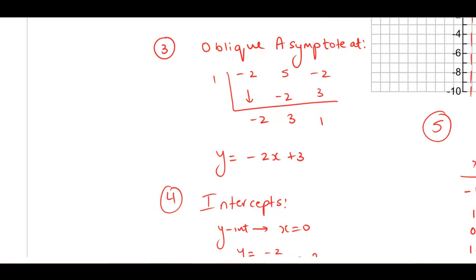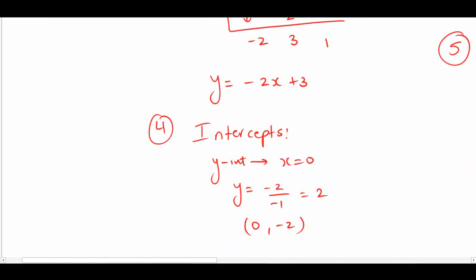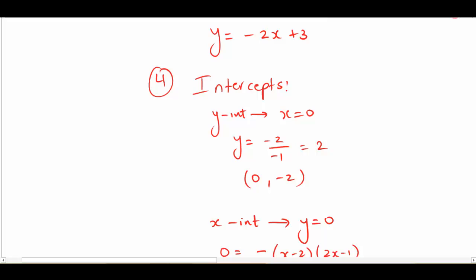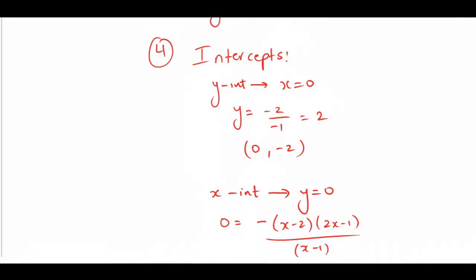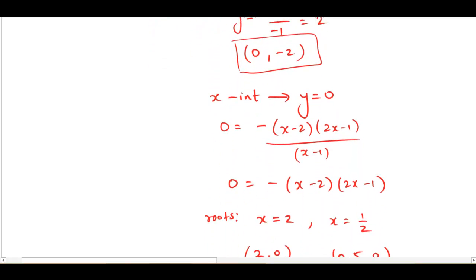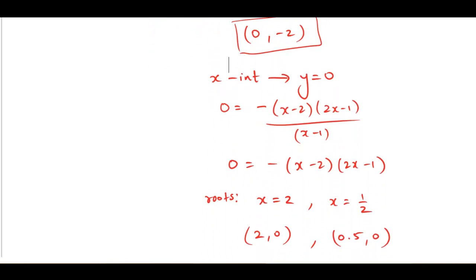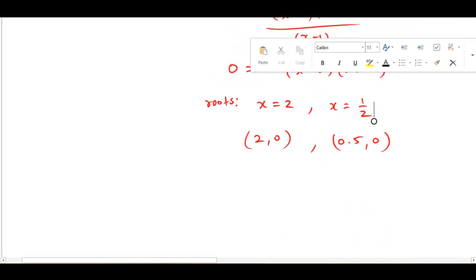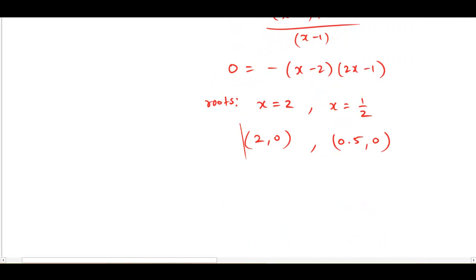So for the intercepts here, I first calculated the y-intercept. I looked at the y-intercept by plugging in x equals 0, which means I got this as my y-intercept, 0, negative 2. For the x-intercept, I plugged in y equals 0, and as a result, I had these 2 points as my x-intercepts. Okay, 2, 0, and 0.5, 0.